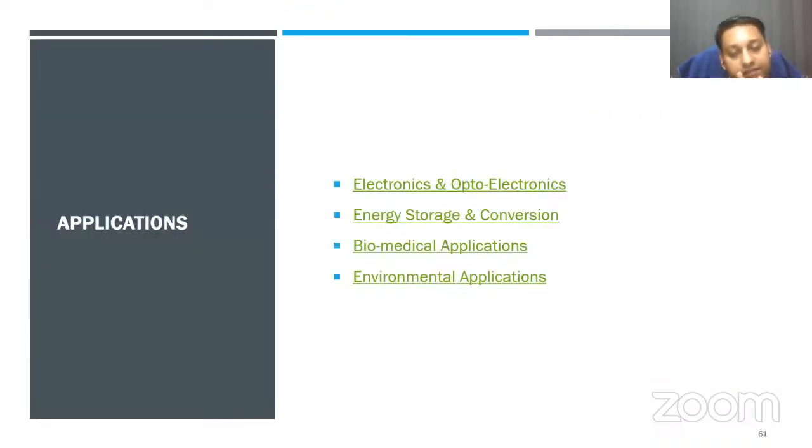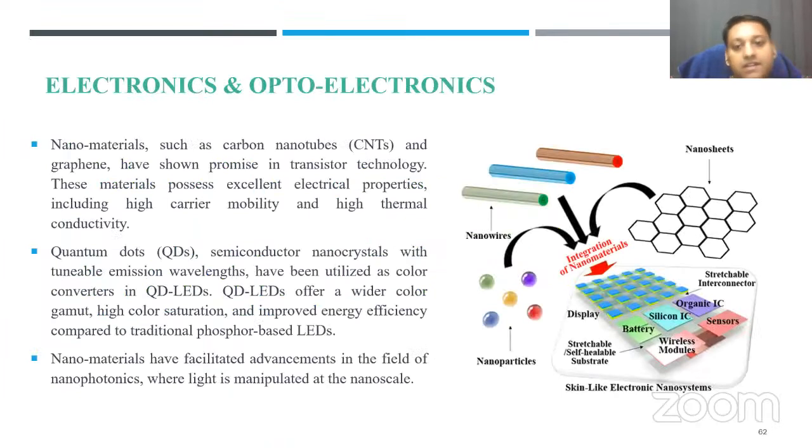Now we come to the different applications of nanomaterials. Electronics and optoelectronics is the first, then energy storage, biomedical applications, and environmental applications. However, it is not limited to these 4. There are numerous applications that can arise in future. Electronics and optoelectronics applications use nanowires, nanotubes and quantum dots. Those find widespread use in electronics and optoelectronics.